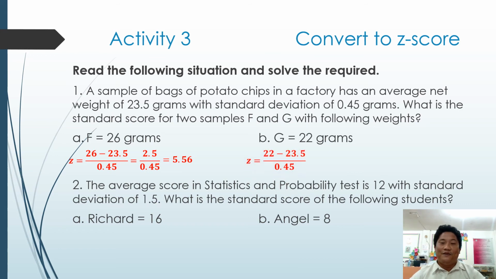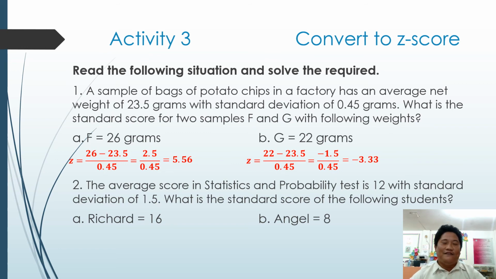Now let's move on to letter B, the G. Our G is 22, so we have 22 minus the mean 23.5 all over 0.45. Again, we'll just use our calculator. 22 minus 23.5 gives us negative 1.5, all over 0.45, and with our calculator, the answer is negative 3.33. You got it? Very good.